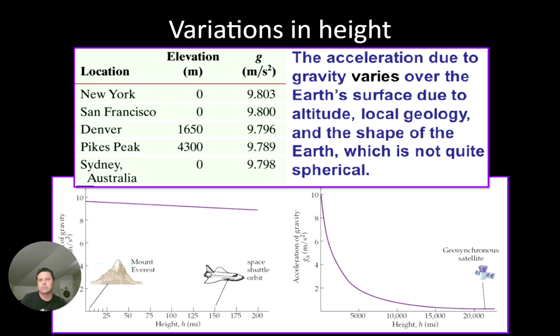So it's not the same everywhere. New York at sea level is 9.803. San Francisco at sea level, 9.800. Denver a mile up, it gets less, 9.796. Pikes Peak, go even higher, 9.789. Still not much difference from 9.8.